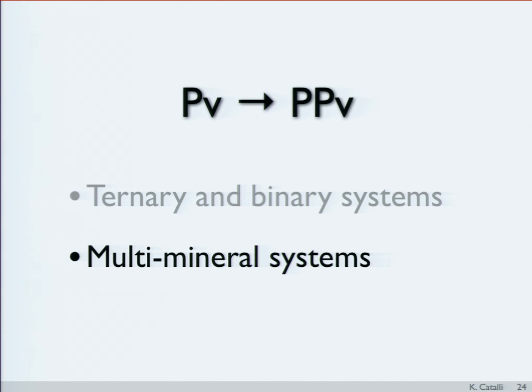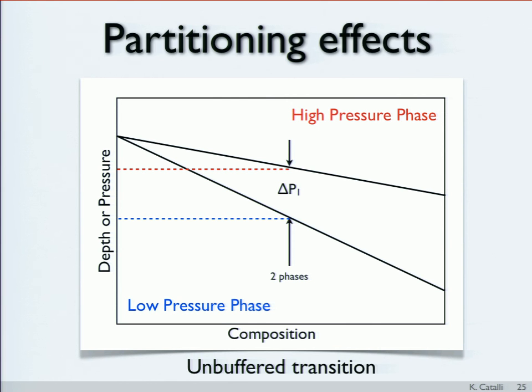So we want to move on to multi-mineral systems, since the Earth is not all made up of one mineral down there. There are other phases that could be influencing this phase transition. For example, for the experiments I just showed you, this is what the phase diagram would look like. If you're varying composition down here, you have this two-phase loop.